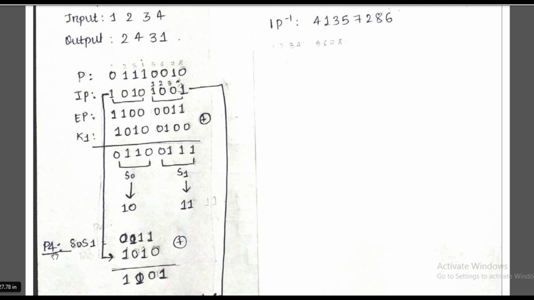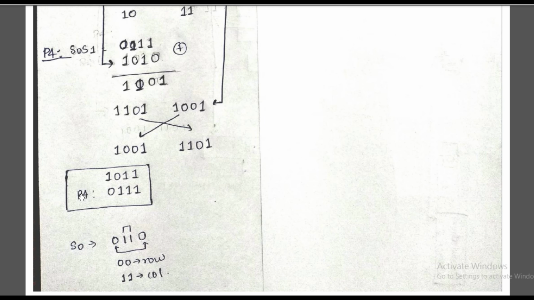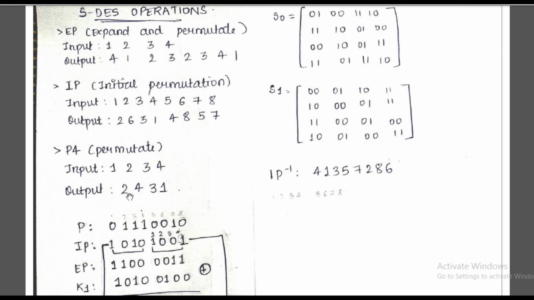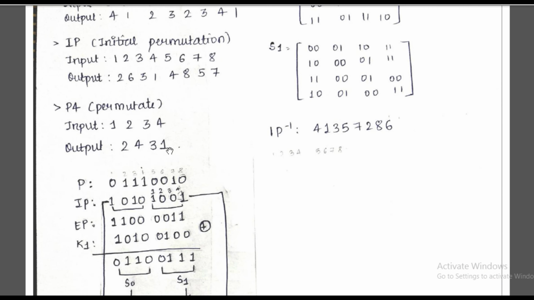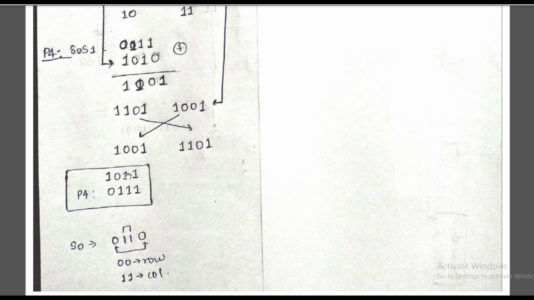Now we need to provide it to P4. The input for P4 which we found from here is 1011, and now we need to convert it to the output of P4. For that we'll look at the order of P4, that is 2431. So second bit should be provided first, so here it will come 0, and then 4, that is 1, should come here, and then we have 3 and 1, that is the third bit will come here and then the first bit will come here. So this is the output of P4.